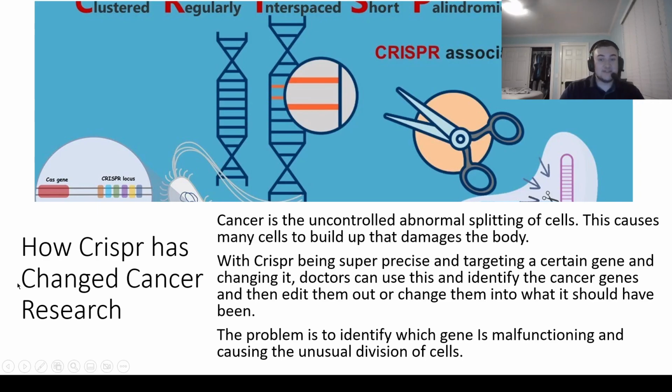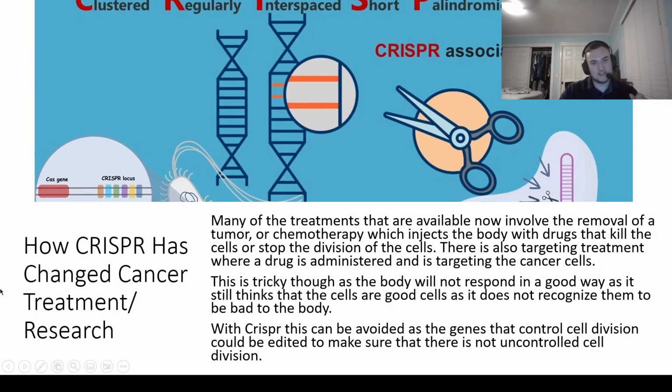But the problem is to identify which specific gene is malfunctioning and causing the unusual division. Many treatments are available now, which involve removal of the tumor, and chemotherapy, which basically injects the body with drugs that kill the cells, good and bad cells. It's very draining on the person, and it stops that division of the cells, so it helps regulate the body so that they're not constantly splitting.